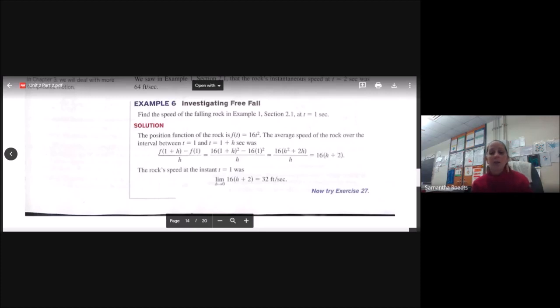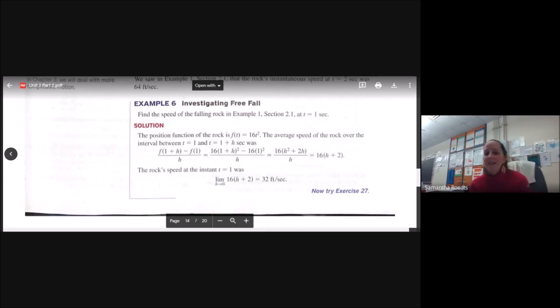That's the formula that they gave us. The average speed of the rock over the interval between t equals 1 and t equals 1 plus h seconds was f of 1 plus h minus f of 1 divided by h, which gives us 16 h squared plus 32h over h. When I simplify that, I can take an h out, and eliminate the h in the numerator and the denominator, which gives me 16 times h plus 2.